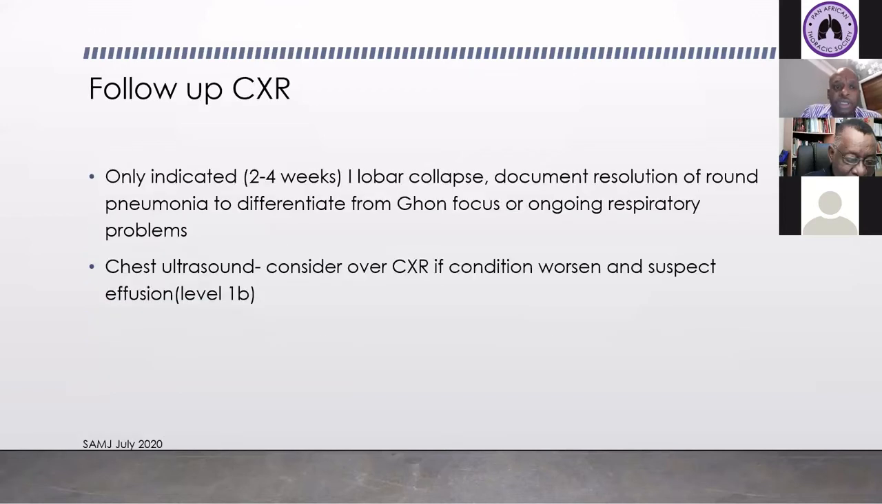When do you do a follow-up X-ray? In adults, you have to do a follow-up X-ray much quicker. With children, it's only indicated within about 2 to 4 weeks if you've had a lobar collapse, because that lobar collapse might be hiding a foreign body underneath. Also to document resolution of a round pneumonia, because it might be hiding a Ghon focus, which suggests TB underneath. And if you think that the child has an effusion, a chest ultrasound is a better modality to use than a chest X-ray.